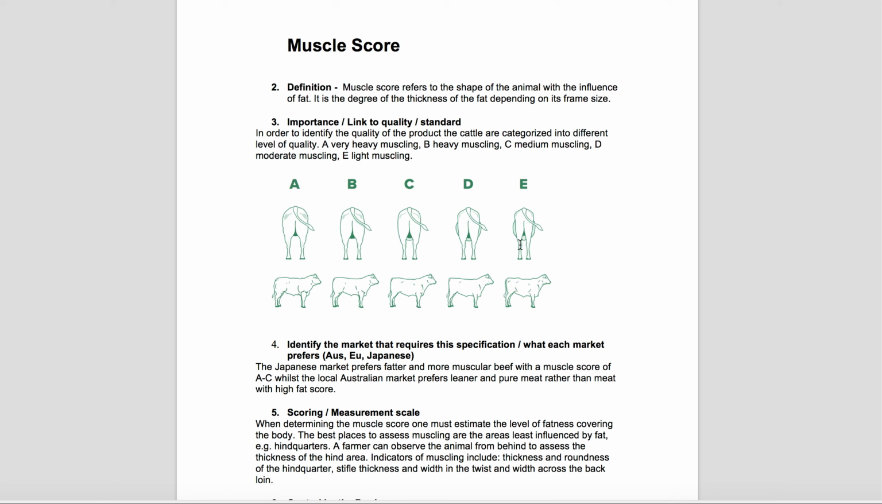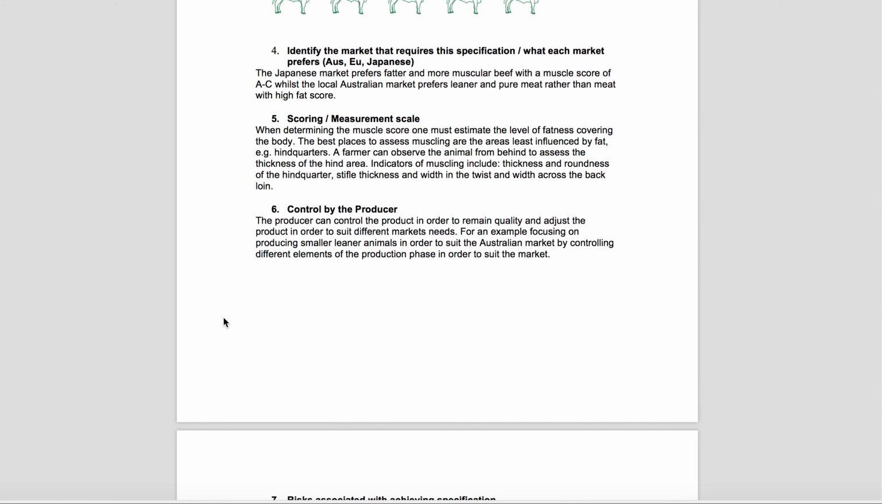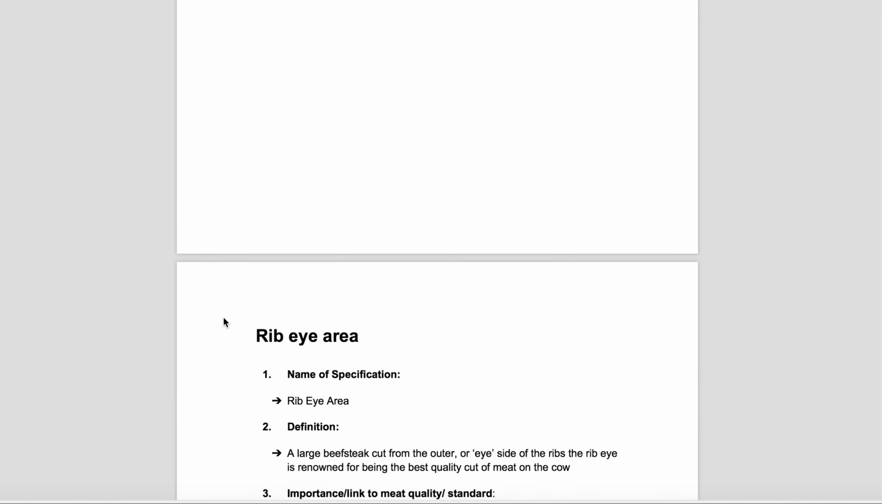And ways that you can change this are you can choose animals that tend to put on muscle more quickly, more easily, that have a better muscle score, and you can breed those animals together. And then obviously feeding them as well, a good diet for good weight gain will allow them to put on muscle quickly. And so this is the measurement scale here, and I've already told you how producers can control it.